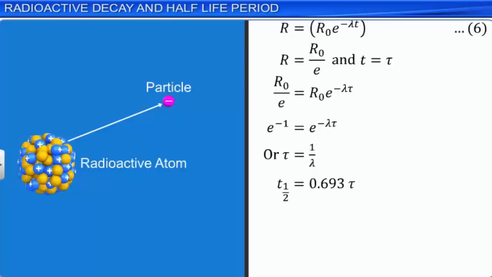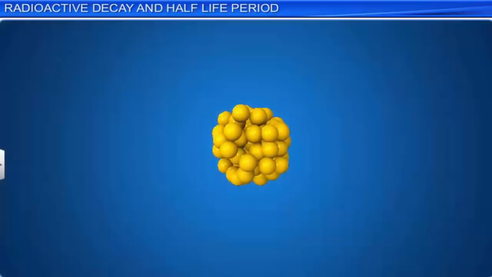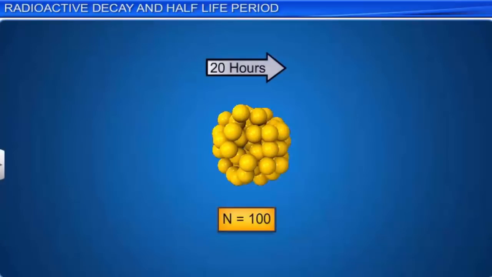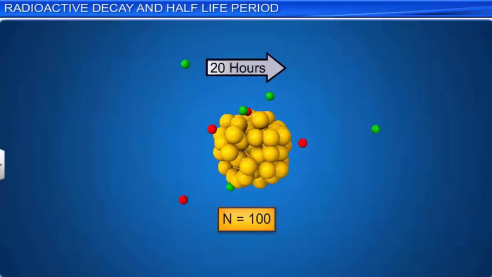For example, consider a sample of 100 atoms of a radioactive nuclide of half-life 20 hours. Since the half-life is 20 hours, we can say that 50 atoms of the radioactive sample would decay in 20 hours. But we cannot predict exactly which particular 50 atoms of the sample would decay.